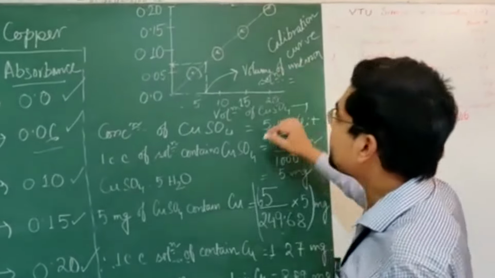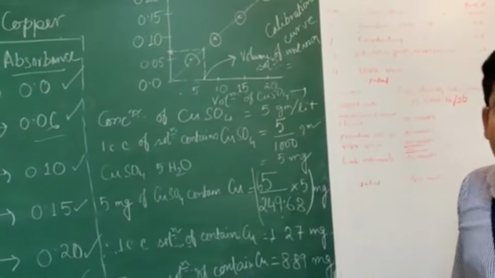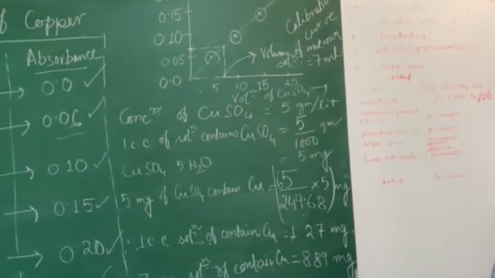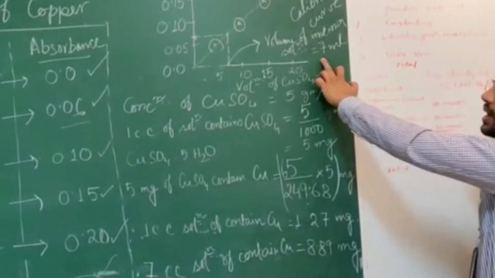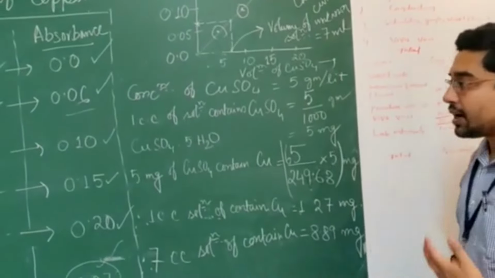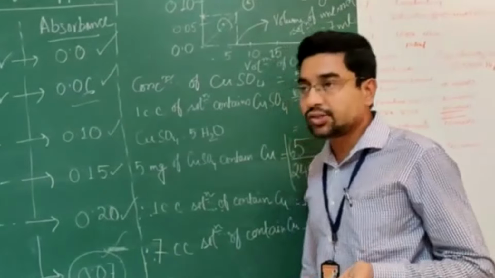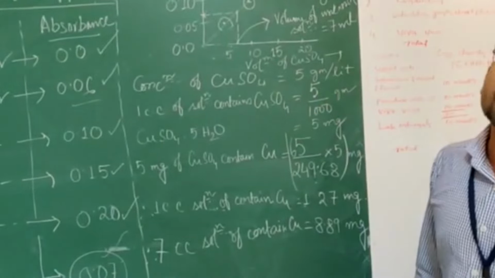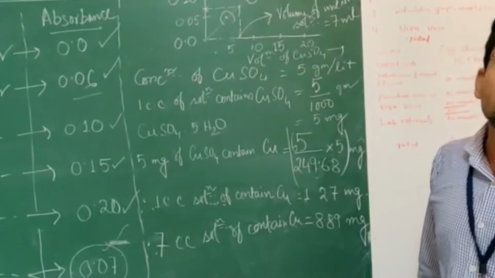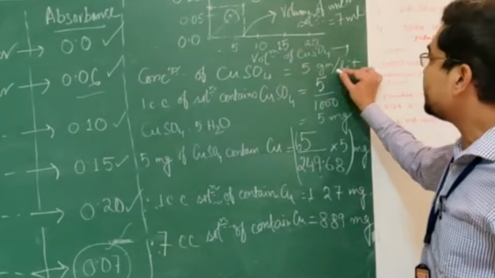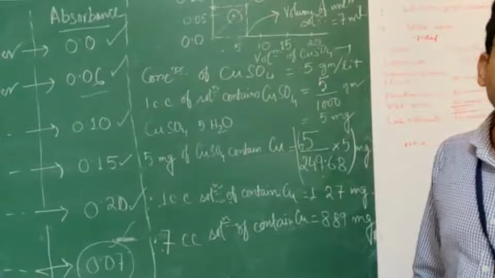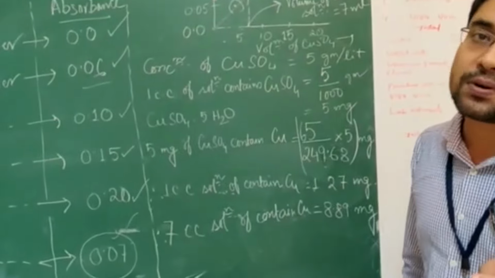So the volume of unknown solution, if we do the plotting on graph paper, will come up with the value of 7 ml. So from the graph, we are getting the volume of the unknown solution as 7 ml. Now coming to the calculation, what is the amount of copper present in the unknown solution? So first, as I told, we have been given a copper sulfate solution. What is its concentration? Its concentration is 5 gram per liter. It means 1 liter of solution contains 5 gram of copper sulfate.